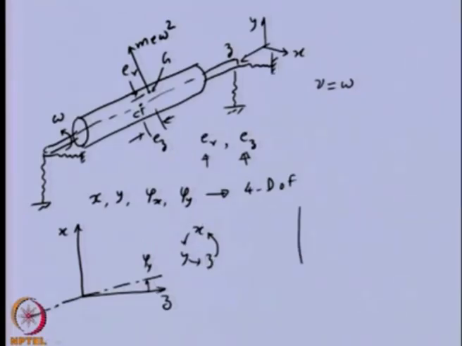The same shaft in the z y plane would be taking this direction as positive. This is the phi x angle, and this will be the positive direction of the angular displacement of the shaft in the y z plane.